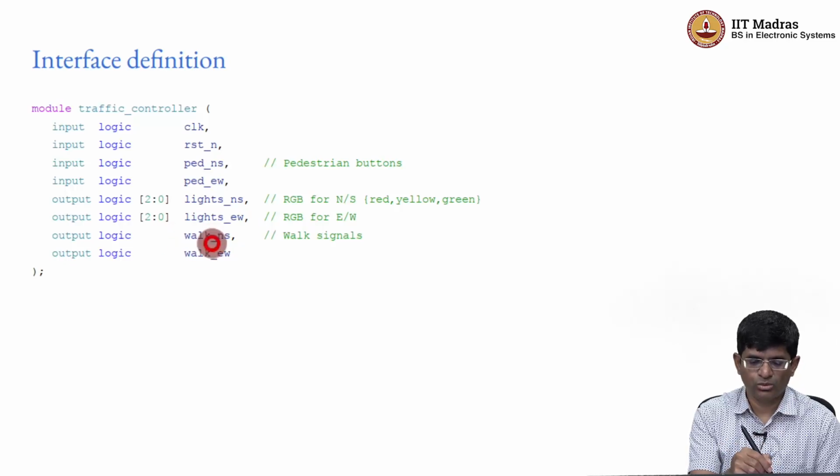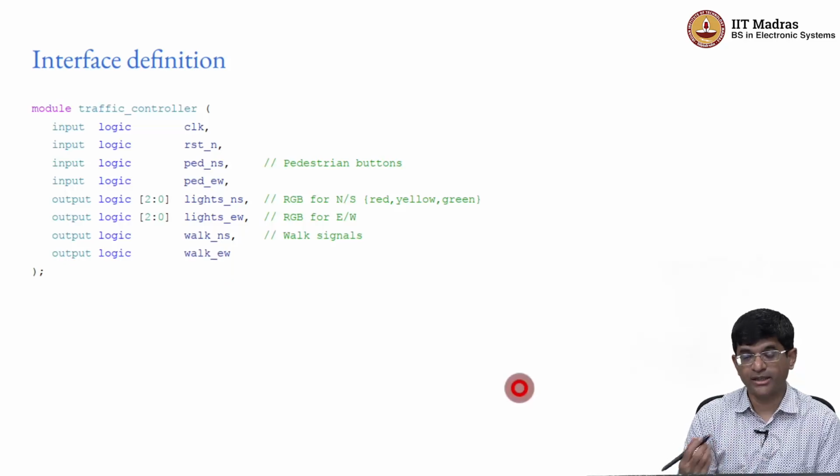We also have 2 outputs corresponding to the walk signals for the pedestrian crossings. So this is what our interface looks like. Then comes the question of what should the rest of our code, the actual implementation, look like, and we will go through that in a lot of detail.